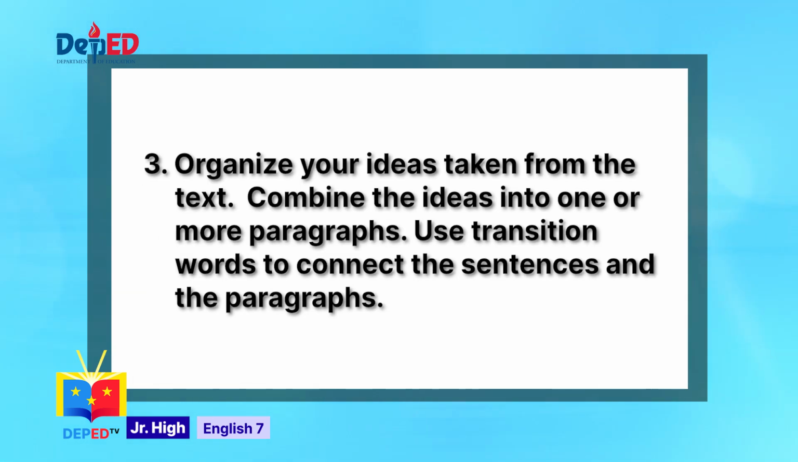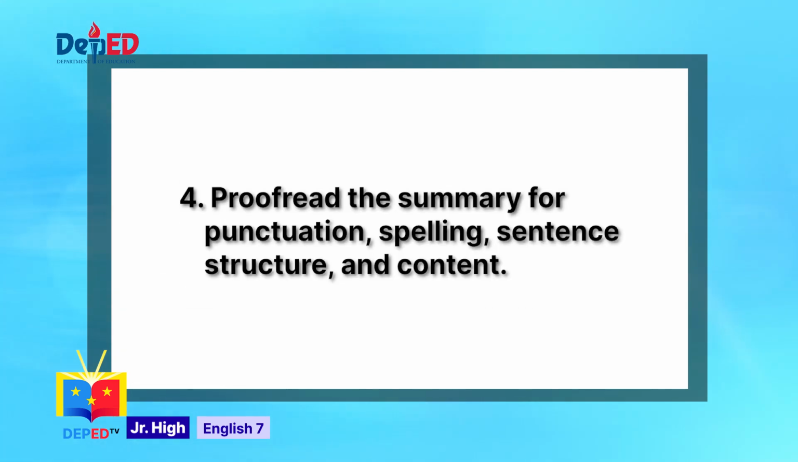The third step is to organize your ideas taken from the text. Combine the ideas into one or more paragraphs. Use transition words to connect the sentences and the paragraphs. And finally, the fourth step is to proofread the summary for punctuation, spelling, sentence structure, and content.